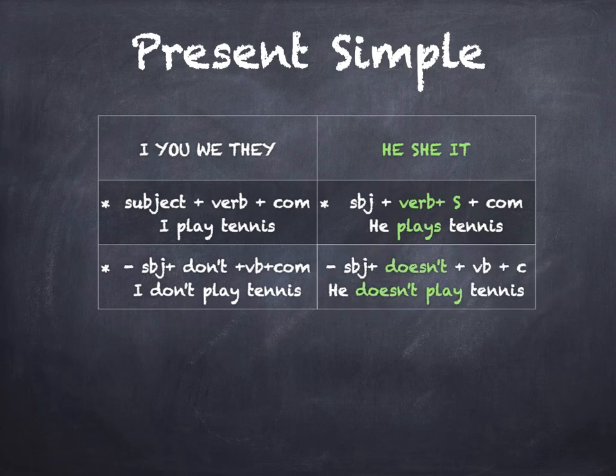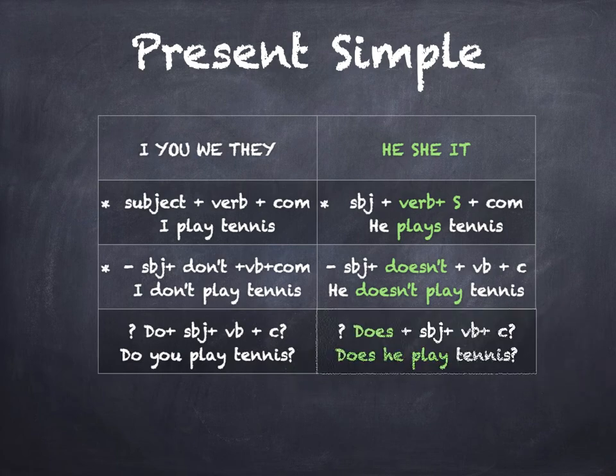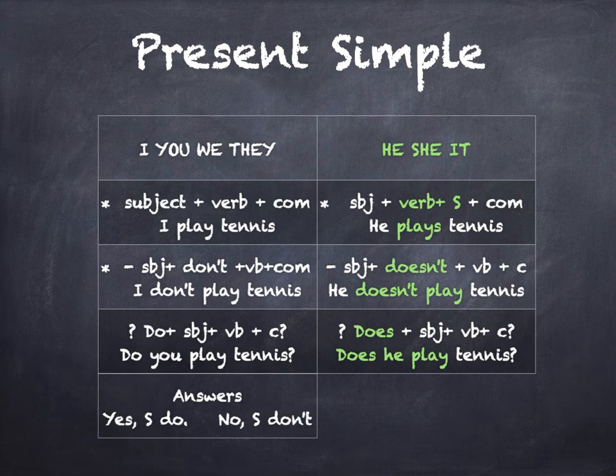In the first case, with I, you, we, they, we use don't as an auxiliary for the negative, whereas with he, she, it, we use doesn't. And it happens the same with interrogative. Do at the beginning of the sentence for I, you, we, they, and does for he, she, it. Then, as you know, we always answer with the same auxiliary that we ask the question. So for subjects I, you, we, they, the answer would be with do and don't. And for he, she, it, it will be does and doesn't.